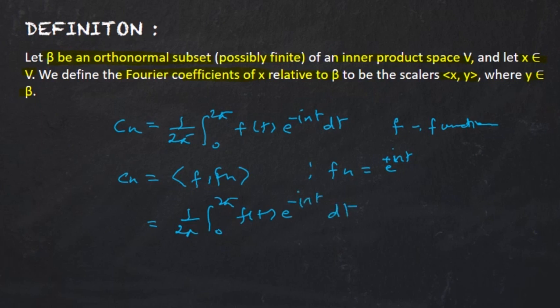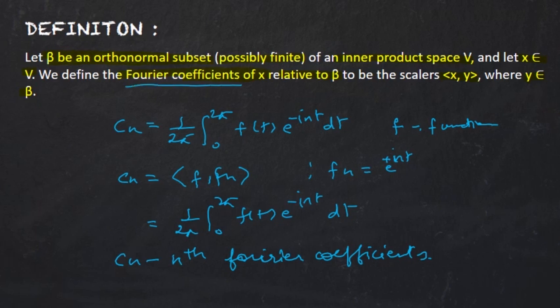So these Cn's were called the nth Fourier coefficients, and there was a representation of a function in terms of these coefficients which was possible, and from that this definition of Fourier coefficients of an element in an inner product space has been taken. So now let's see the representation of the vector in terms of the Fourier coefficients.